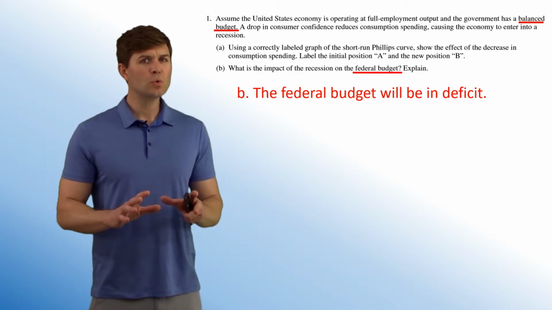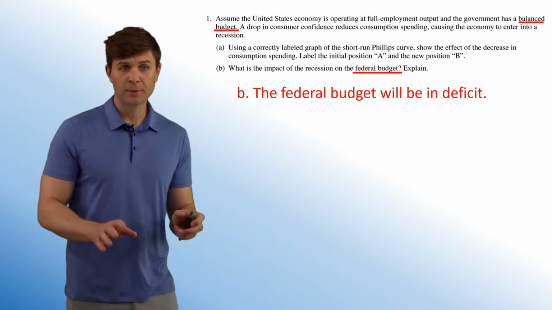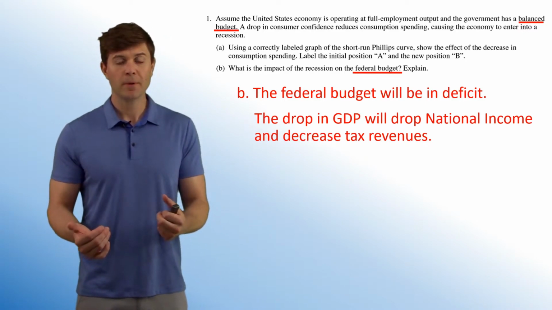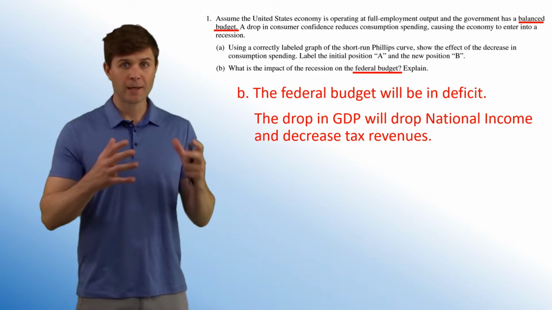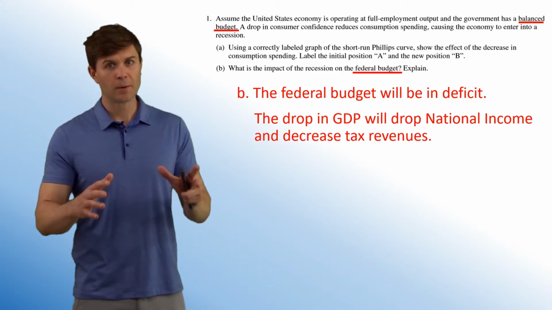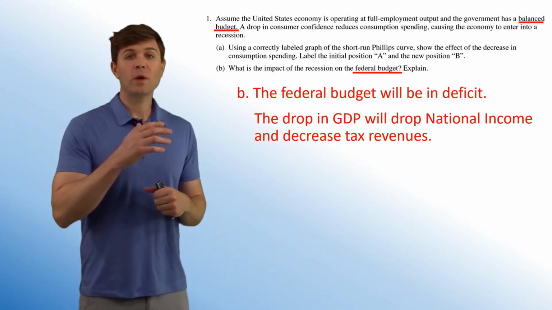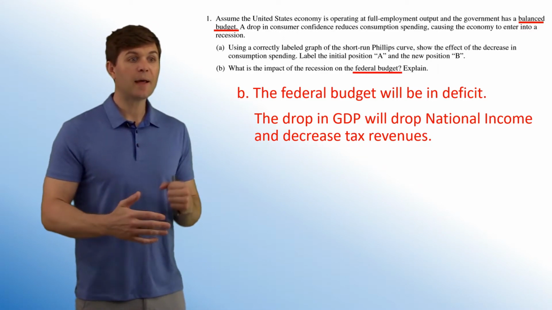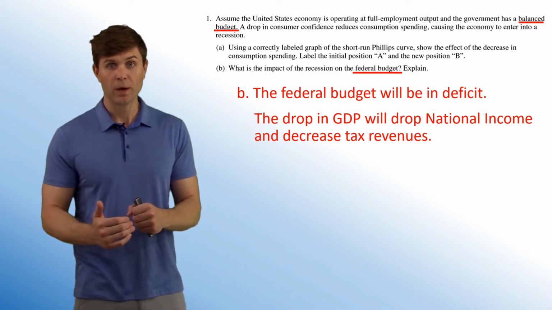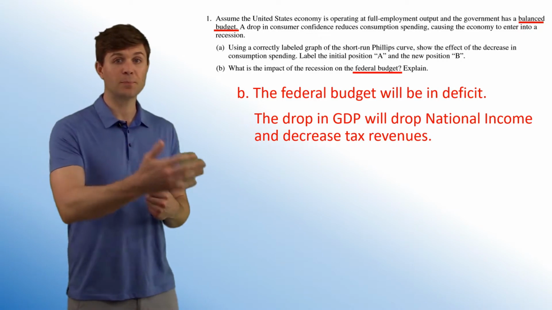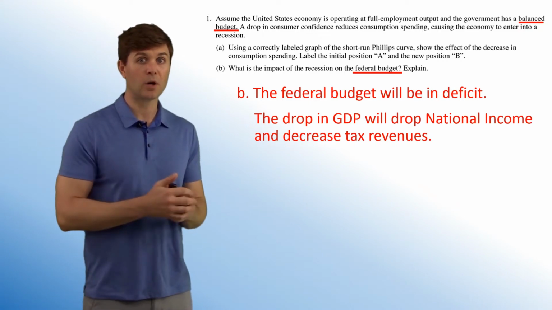And there's three different ways that we can explain this one. The first is that a drop in GDP will drop national income. Real output and real income kind of match up to one another. National output and national income. So when one goes down, the other is going to go down. So if national income goes down, that's going to be a decrease in tax revenues as well, which means that their income isn't as high, so they're going to be spending more than they're taking in and going to cause a deficit.